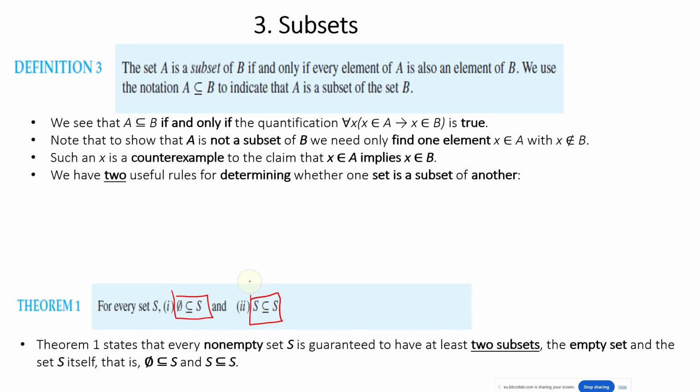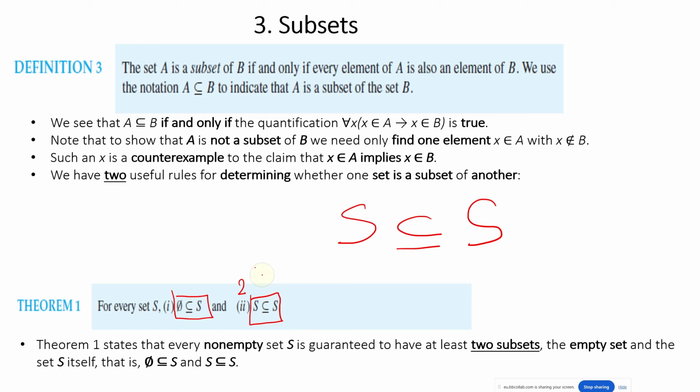This one, number 2, is very easy to prove, because what I can say is that every set S is a subset of itself. The condition for this to be true is that I need to look at every element of S, and it should be in S. So obviously S is also a subset of itself, even though it doesn't make a lot of sense.